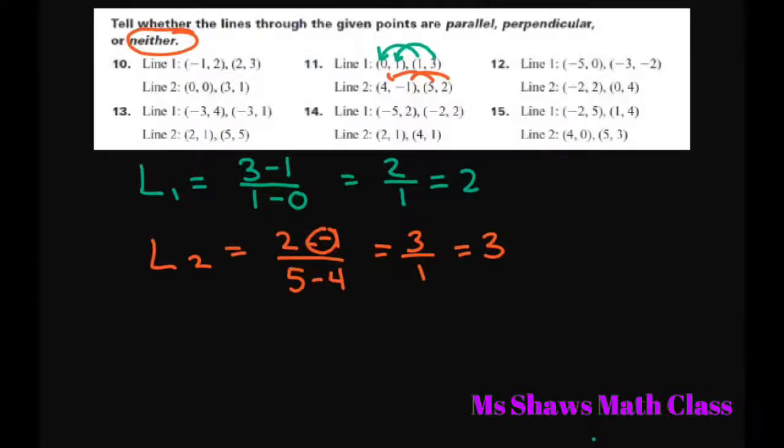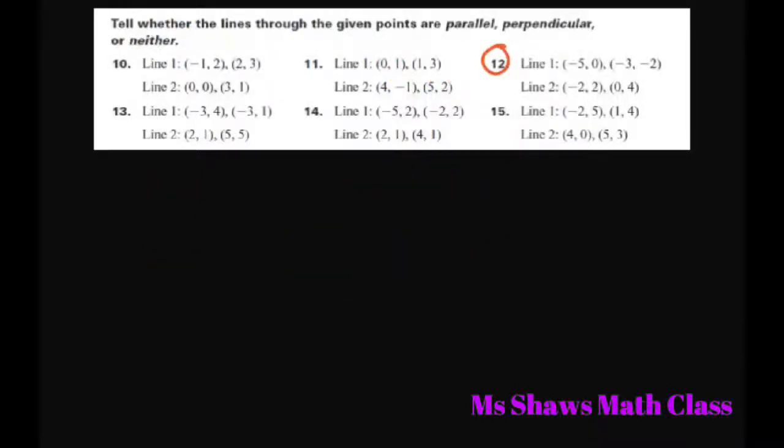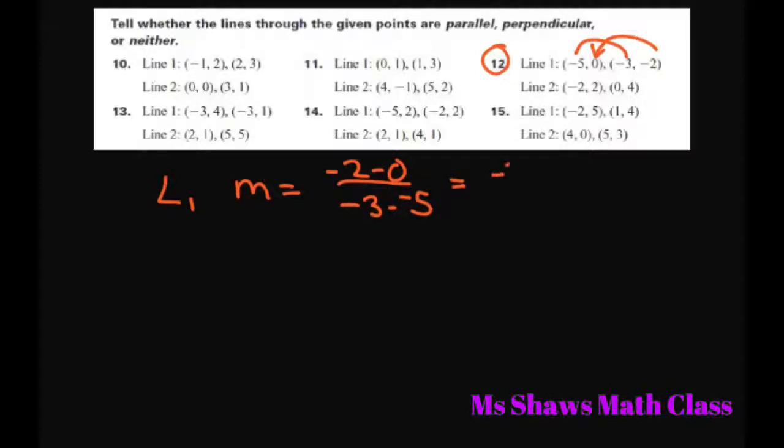All right, number 12. So line 1, the slope is negative 2 minus 0, going this way, negative 3 minus a negative 5. So it's going to be negative 2, and this turns to positive, so negative 3 plus 5 is 2. That gives you negative 1.